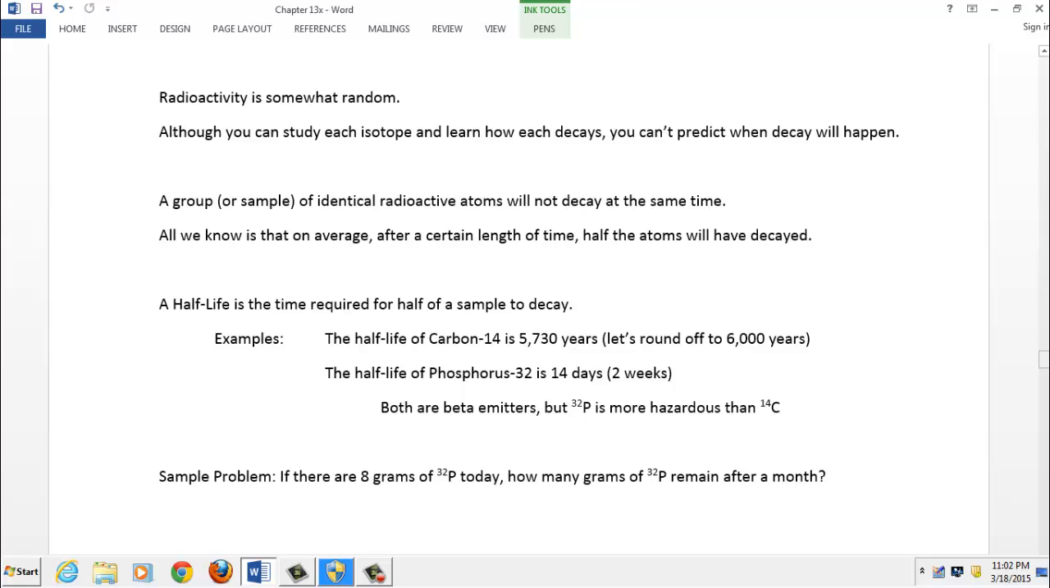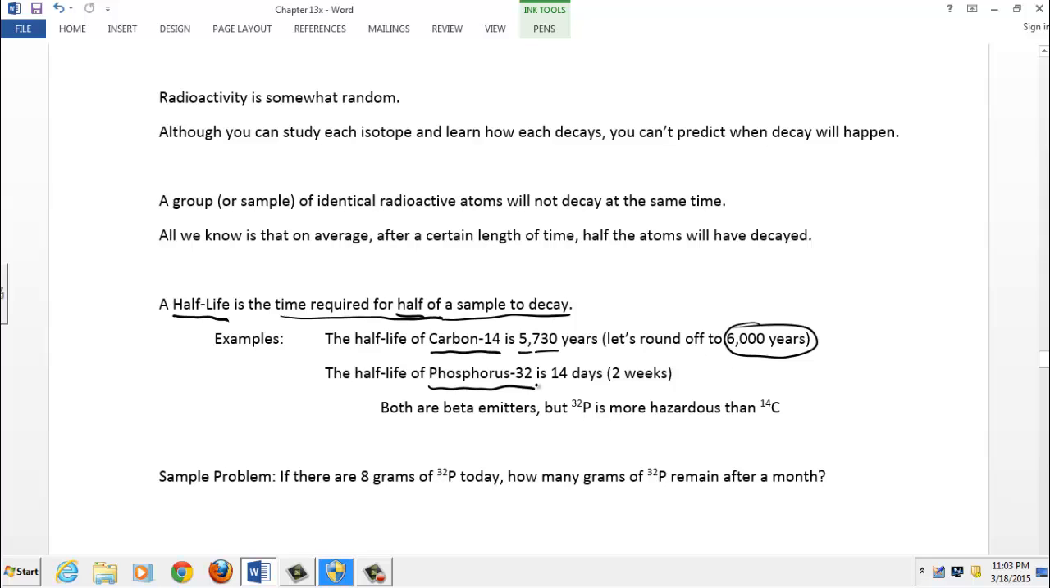You can't predict when. All we know is if we study enough of them, on average, we can predict or at least measure the time it takes for half of them to go radioactive and decay. And that measurement is called a half-life. Half-life is the time required for half of the sample to decay. So for example, carbon-14 is 5,730 years. Well, for our calculations, we'll just round off to 6,000 years. So if you have 10 grams of carbon-14 in 6,000 years, about half of those atoms, 5 grams, will have gone radioactive.